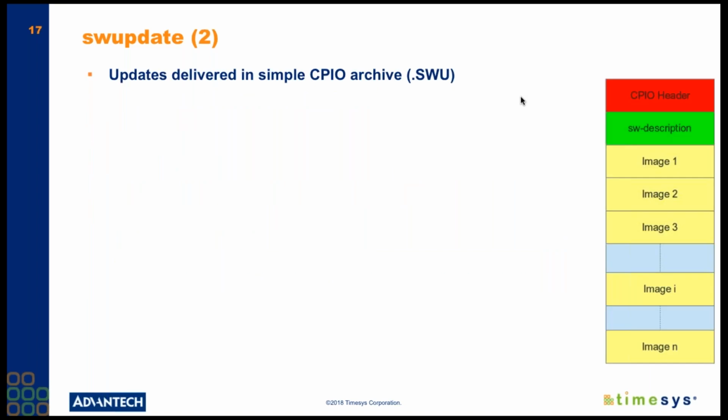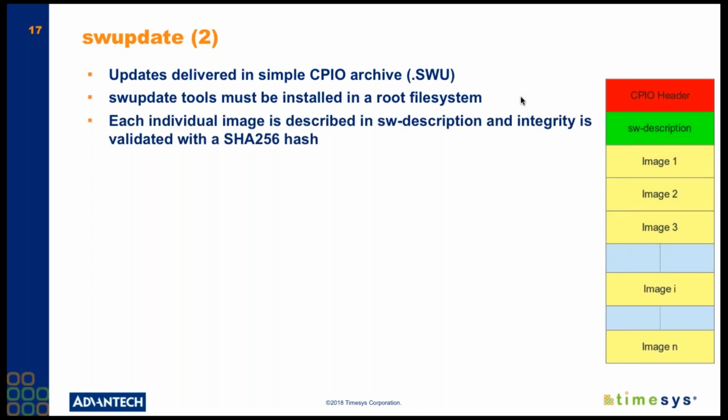SWUpdate uses a very well recognized in the embedded Linux approach of CPIO archives, and the update file itself that it's using has an extension of .swu. On the right-hand side, you have a graphical layout of what this file would look like. The SWUpdate is a package, and it has to be installed in a root file system. It provides tools that manage locally how updates are being applied, how those .swu files are being used and installed into another partition on my local or target device.